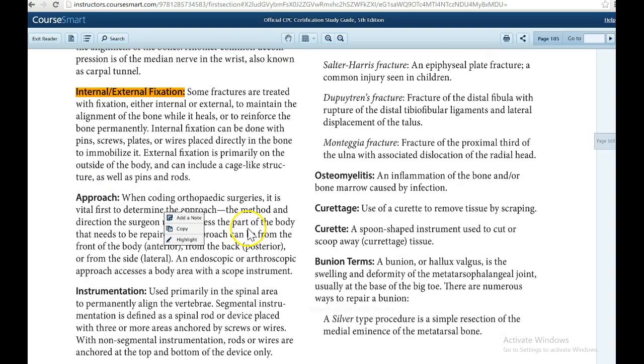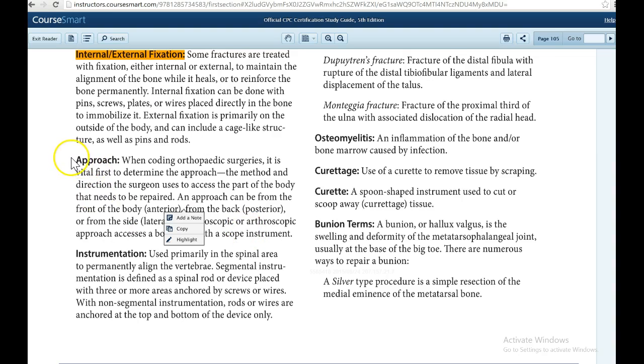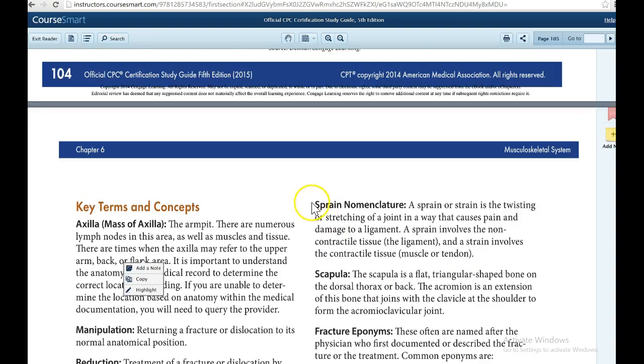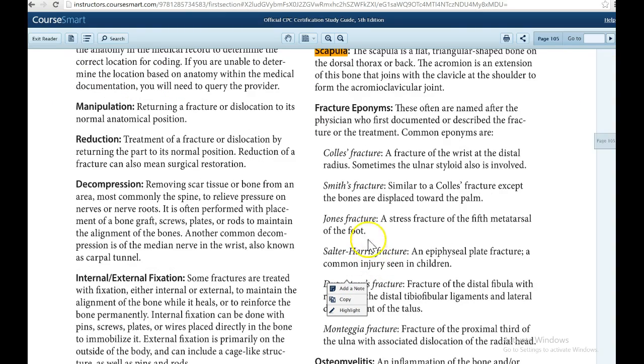Internal and external fixation. Approach. Instrumentation. You need to know what instrumentation is. Sprain nomenclature. You need to know that. What the scapula is. Then, coming on down here, you all, you have some fracture eponyms.